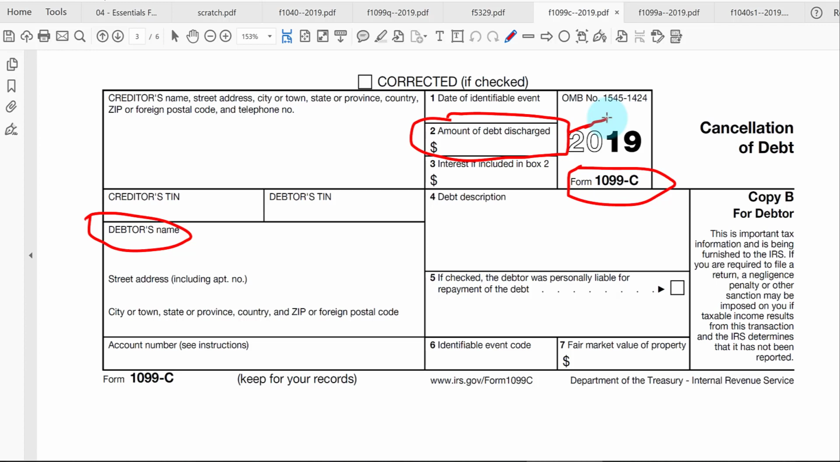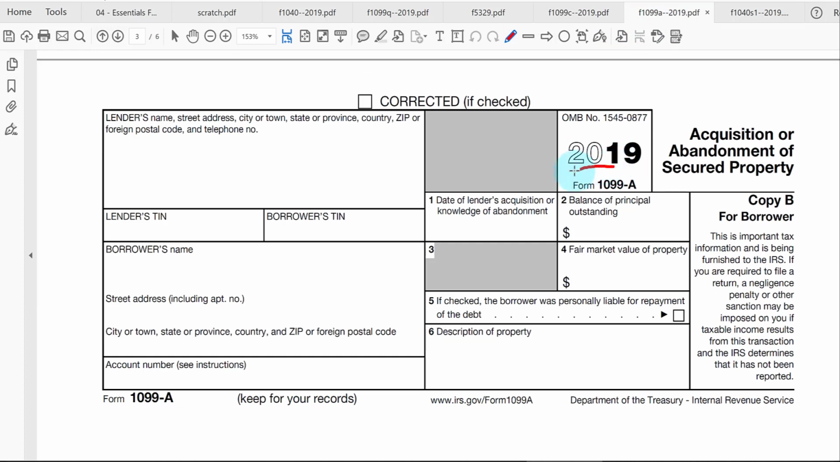Okay. Now, again, the big debt possibly could be a home mortgage that's forgiven. If that's the case, the lender's probably going to foreclose on that property and sell it to pay off this loan that was owed. Let's take a look at the form here. It's called a 1099-A. So here's the amount of the loan that should have been paid off. Here's the value of the property, probably that was foreclosed on and sold to pay off the loan.